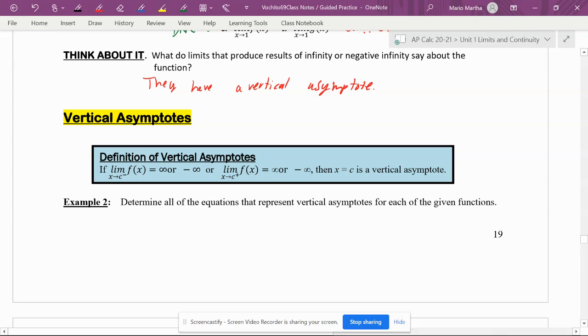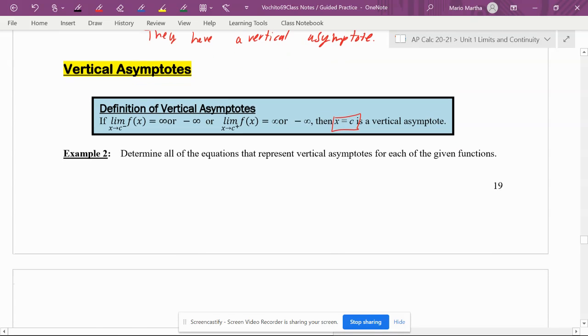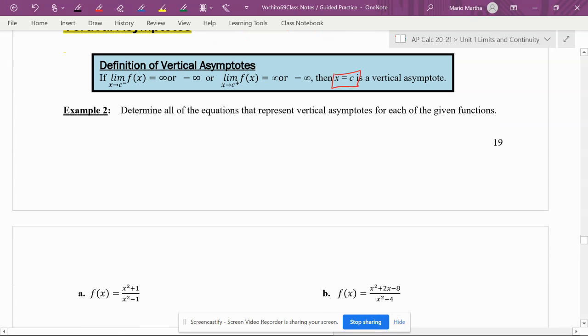And then let's look at example 2. So the definition of a vertical asymptote is when the limit as x approaches c from the left side of f of x is equal to positive infinity or negative infinity, and also the limit as x approaches c from the right side is equal to positive infinity or negative infinity as well. Therefore, our equation would be x equals c is the vertical asymptote. So in example 2, determine all the equations that represent vertical asymptotes for each of the given functions.